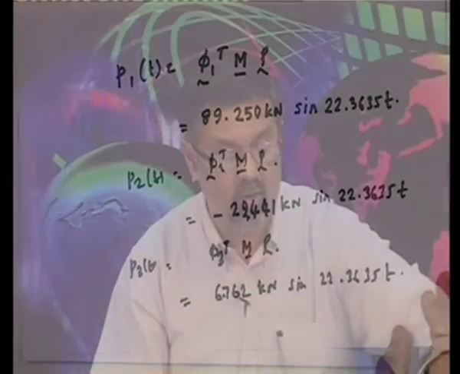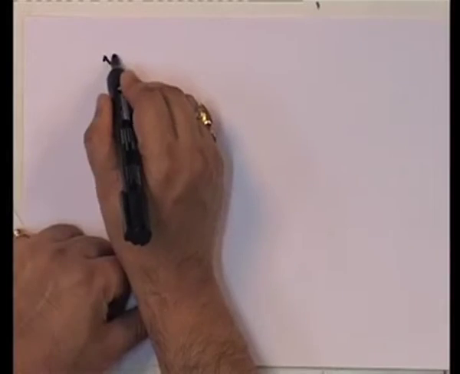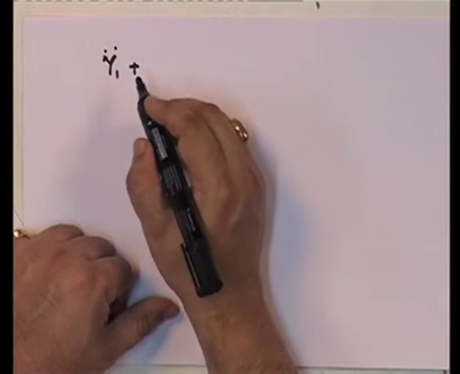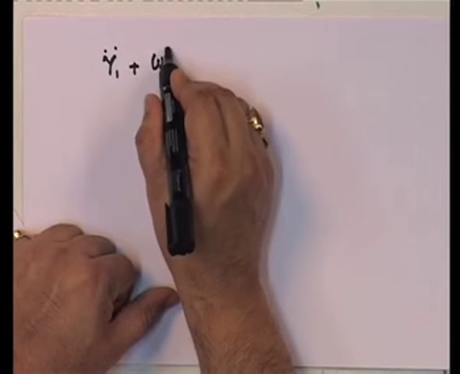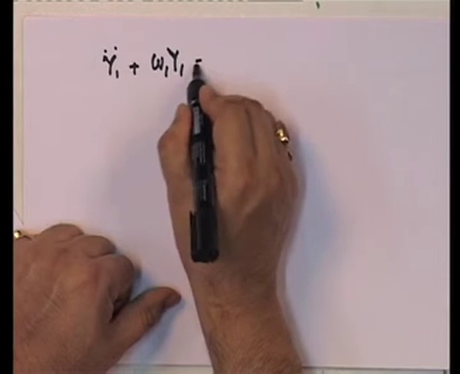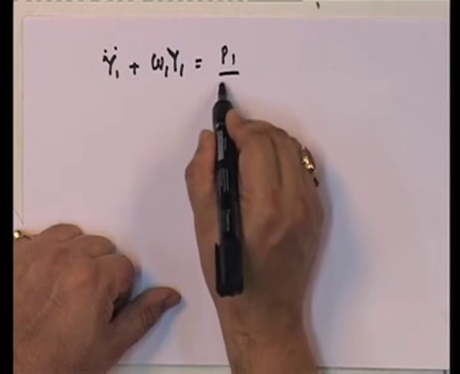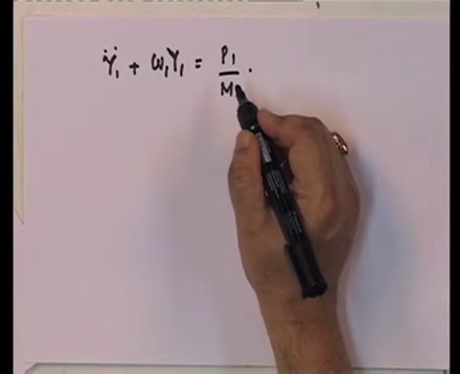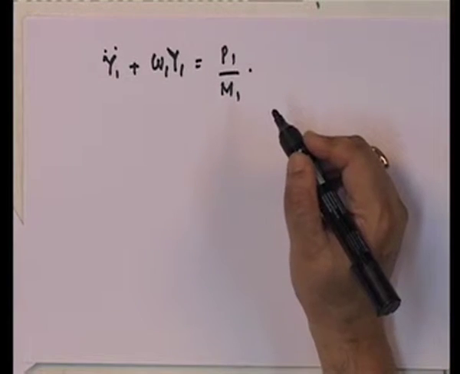The next step is what? Let us write down the equation. We get the following equation: y1 double dot plus omega 1 squared y1 is equal to P1 upon m1. Okay, so that's what we have.